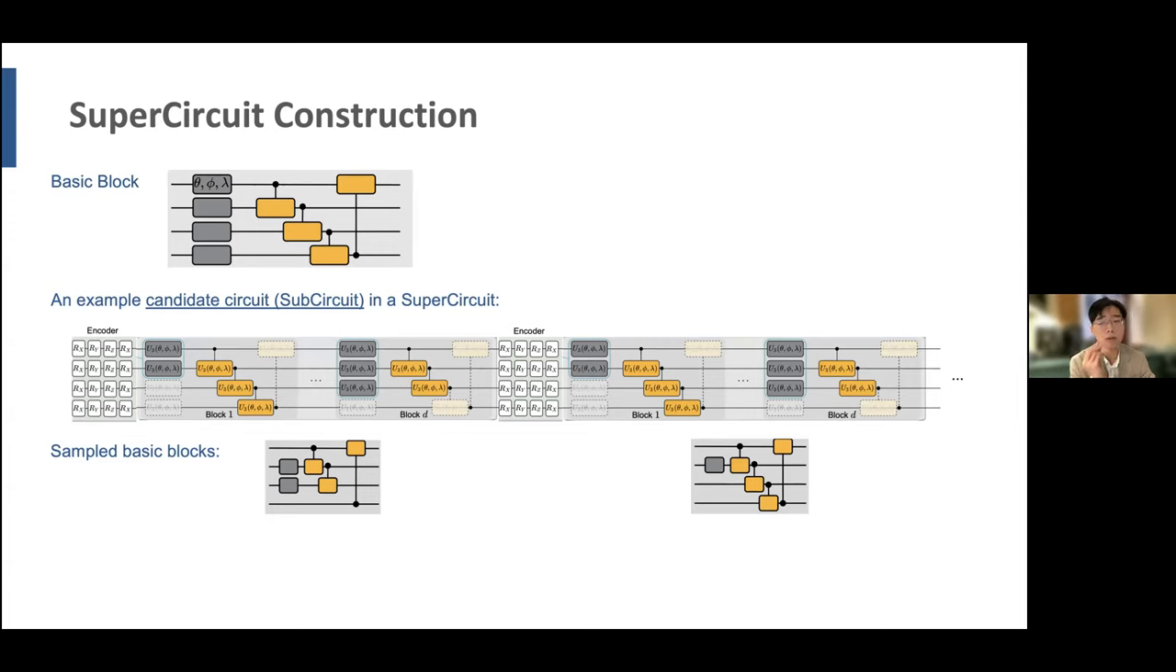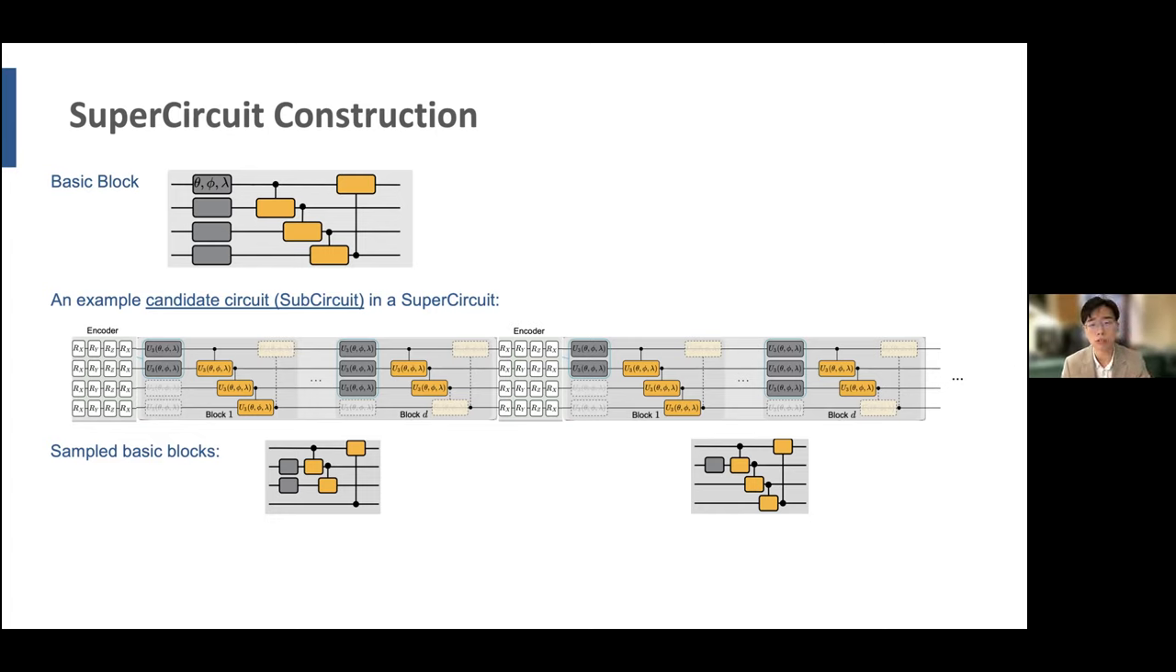This is also the first step in our tool. Say from some theoretical study, we know that some parameterized quantum circuits have the potential to be a promising trainable circuit. And we call that a basic block. Let's say you can construct a basic block like this circuit, and these boxes are parameterized quantum gates. They have their corresponding parameters.